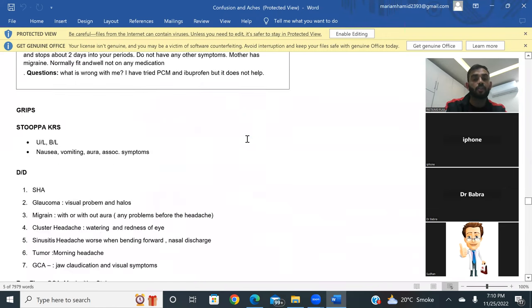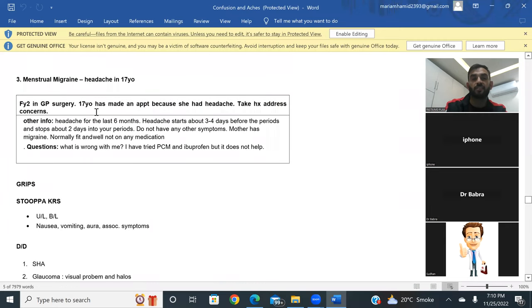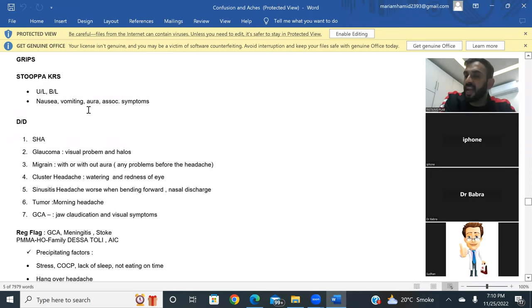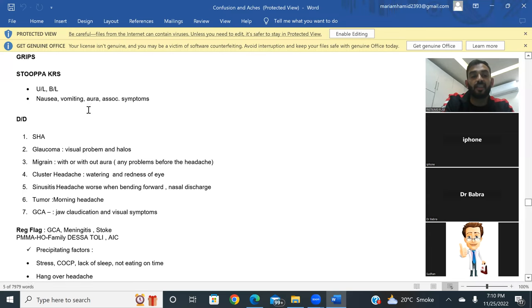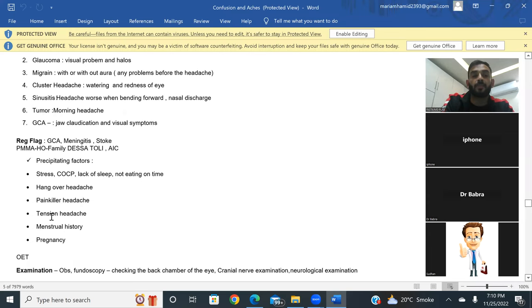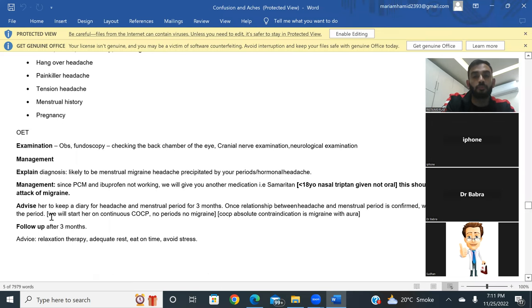The other scenario is the same scenario. It is a 17 year old appointment with a headache. This is the menstrual headache. Everything will be the same. You will be asking everything regarding the migraine. The only additional thing you will be doing is asking about pregnancy and menstruation. You will be taking a detailed menstrual history, and she will be telling you regarding that.